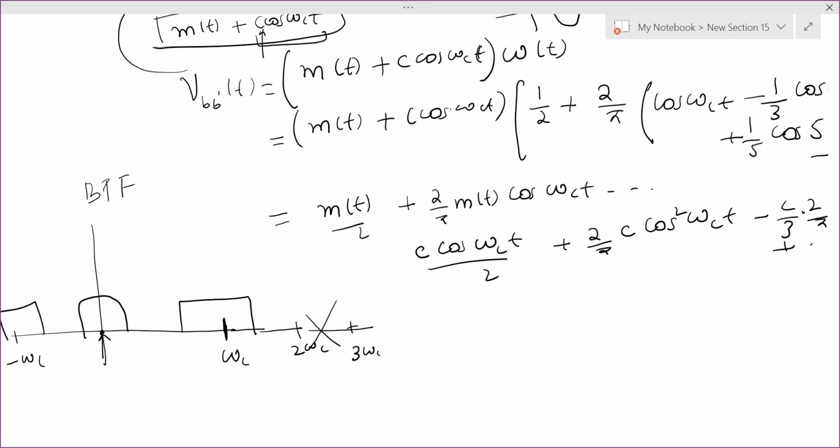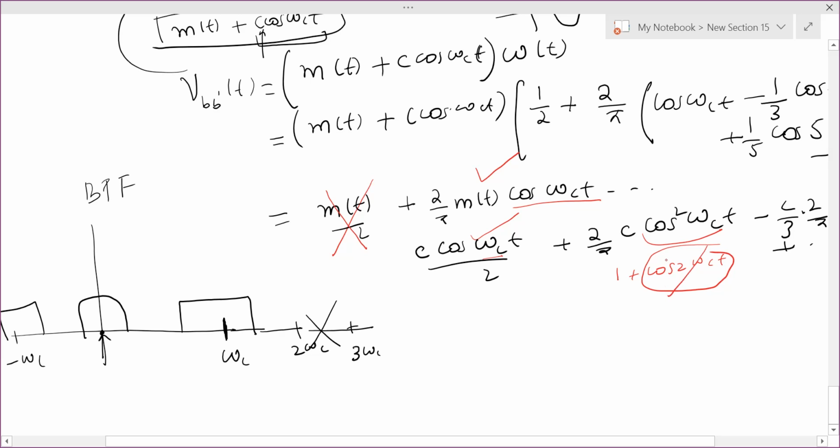So I will mark the parts with red color. The filter will not allow m of t. This term will be allowed because it is at frequency omega c. This will also be allowed, it has a frequency omega c. This is the square part. When you break it, it will contain two parts. One is 1 plus cos 2 omega ct. The 2 omega ct part will not be allowed. The constant part also will not be allowed because it is centered around 0.